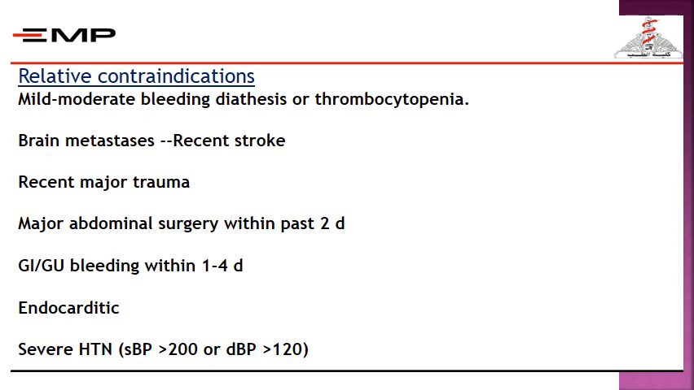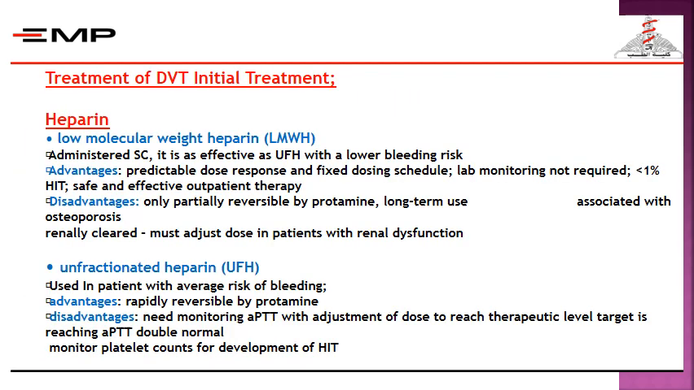Severe hypertension, if the blood pressure is above 200, control hypertension first and then anticoagulate the patient. Or the diastolic is above 120. So systolic above 200 or diastolic above 120 is a relative contraindication for anticoagulation. You have to treat the patient first and then give anticoagulation.